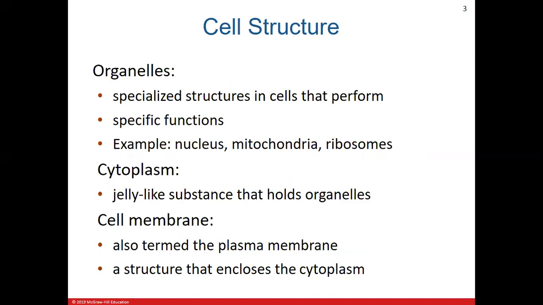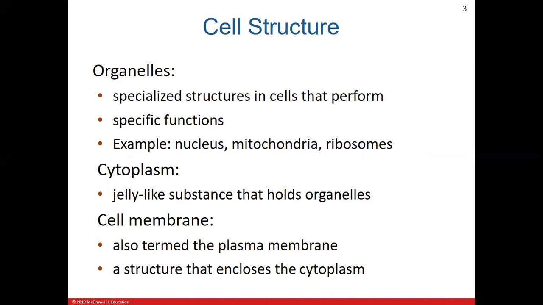To do that, here are a few vocabulary terms for you: organelle, cytoplasm, and cell membrane. These are basically the three main parts of a cell, and then we're going to look later in the chapter into individual sections of the cell.